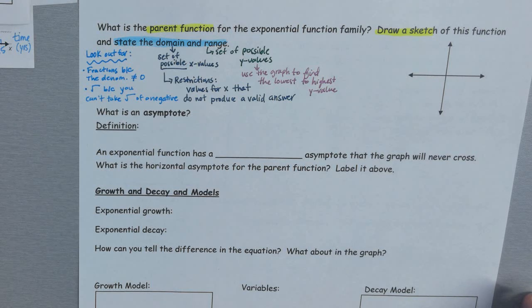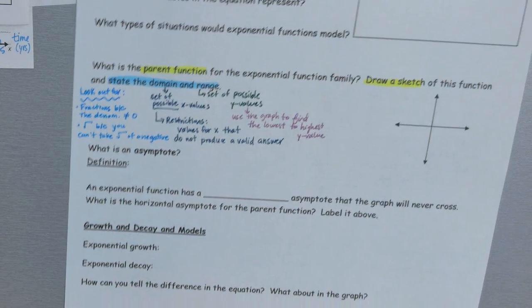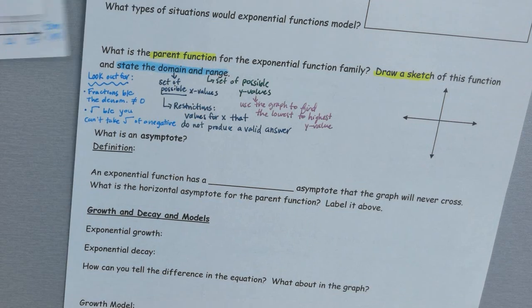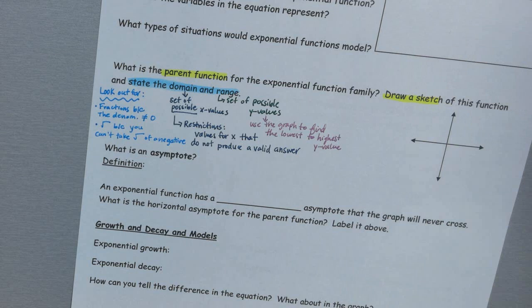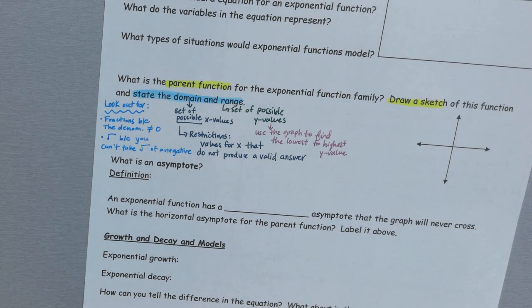Okay, so we have the domain and range. We are going to talk about the equation. So for the parent function, you are going to have y equals 2 to the x.